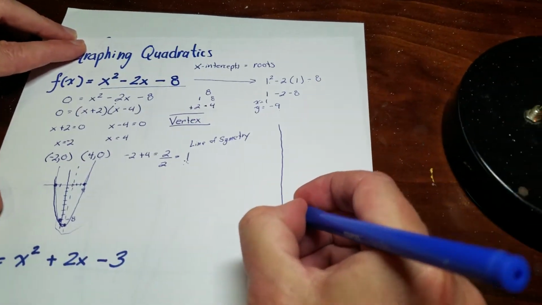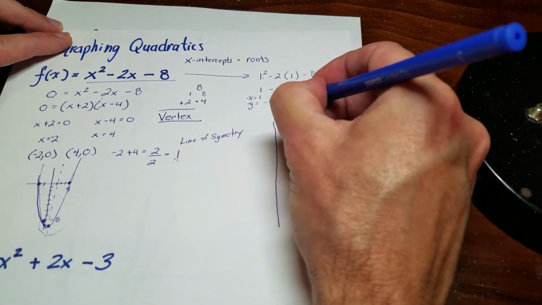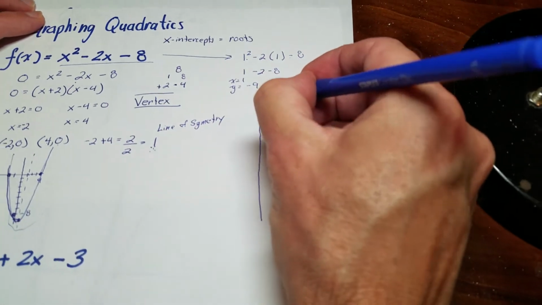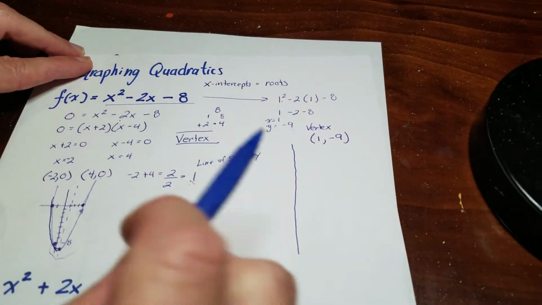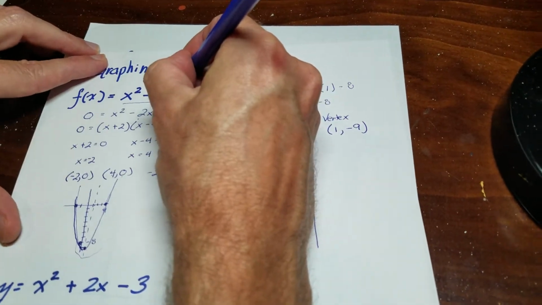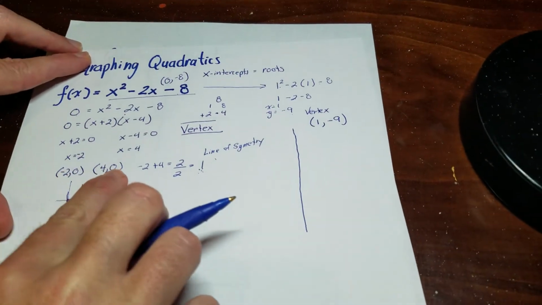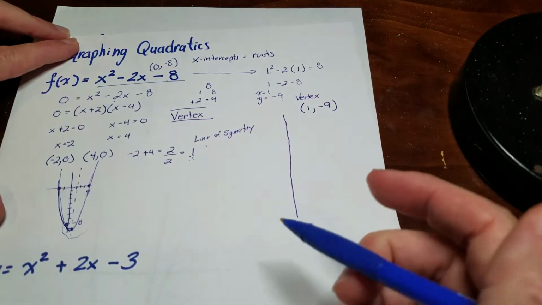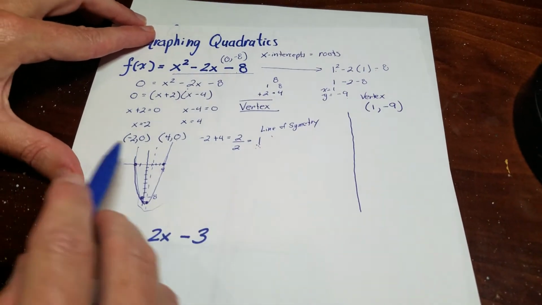So now that I know everything, what I suggest you do is figure out where everything is before you graph it. It just makes it easier. So I know my vertex is at 1, negative 9. I have my y-intercept, which is 0, negative 8. I have my x-intercepts, and I have my vertex. So when I draw the graph, I know how far I have to make it go.